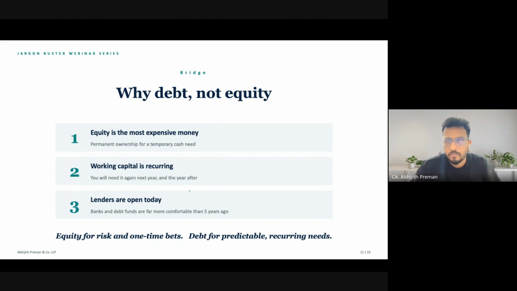Okay. So if your requirement is one time, for example, you need to set up an office or set up a factory, for that you raise equity. But if it's for working capital, you need to buy more inventory for this particular Onam season or for Diwali season, that means you need to go for debt.